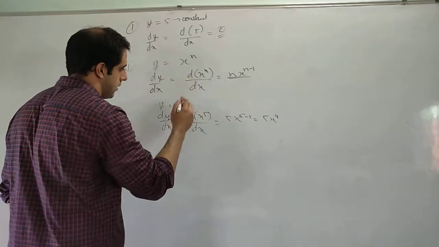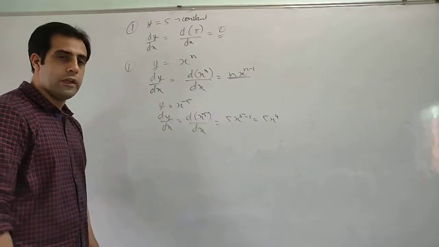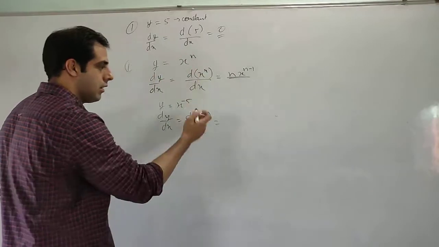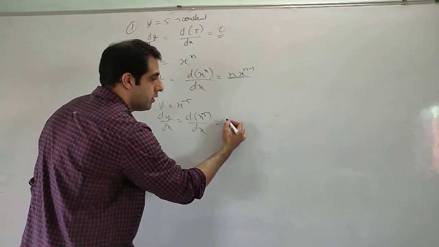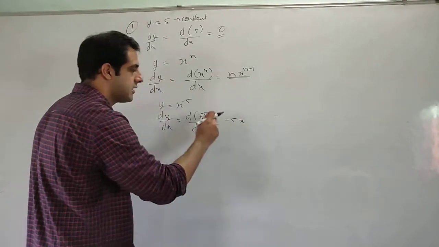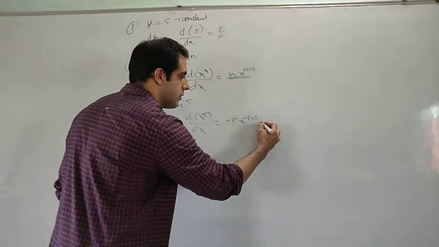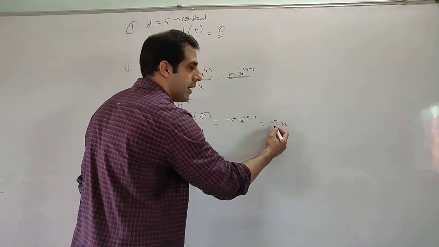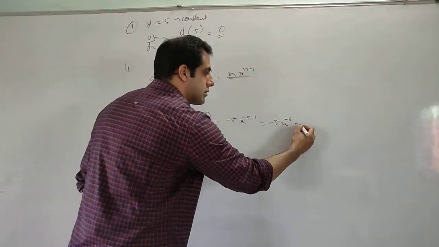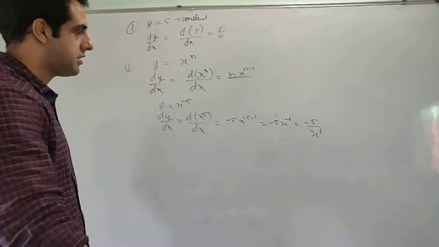Take another example, minus 5. Differentiation of x to the power minus 5 with respect to x. Power will come here. What is the power? Minus 5. Minus 5 x, and the power minus 5 will be reduced by 1. That means minus 5 minus 1, and this will come out to be minus 5x to the power minus 6. Or you can also write it using laws of exponents. You have already studied it.